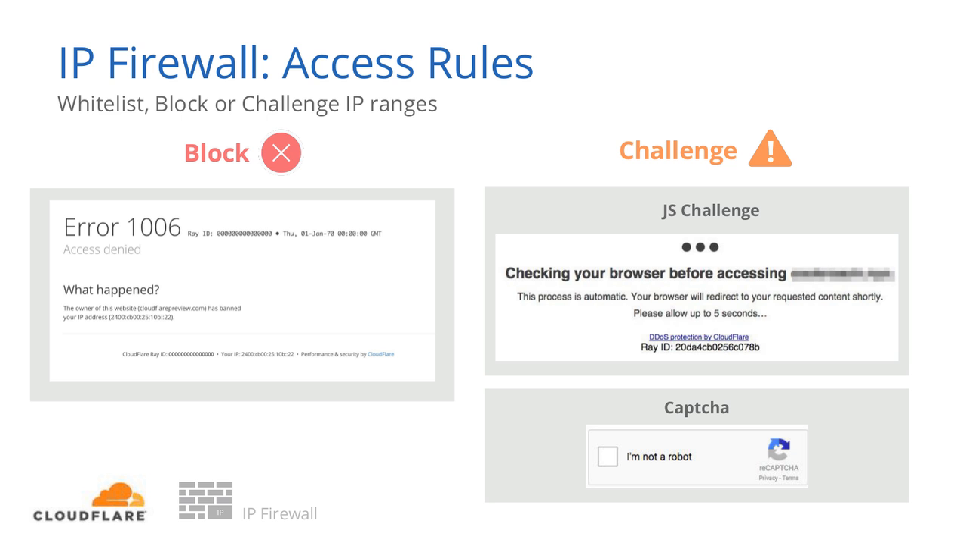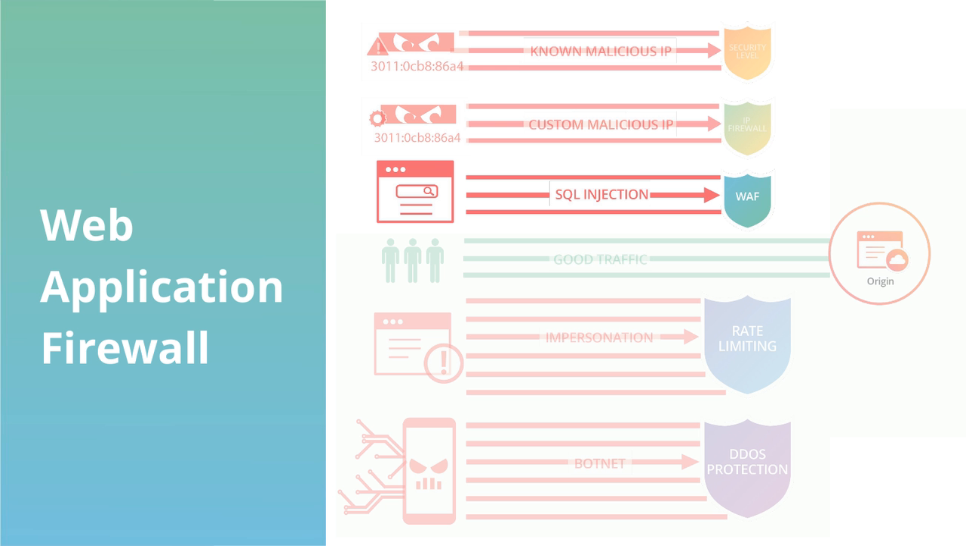The CAPTCHA, on the other hand, will present a challenge to the visitor, which they will need to solve. Typically, it will be an extremely simple one. They will only need to check this checkbox that says "I'm not a robot," and that's it. As soon as they do that, they will be forwarded through to your website. So that's the IP firewall. Next, I will talk to you about the Web Application Firewall, or WAF for short.